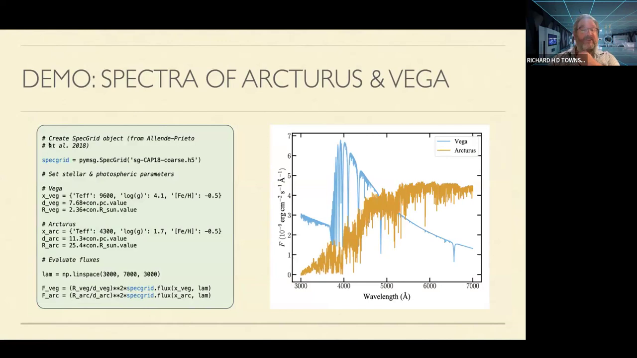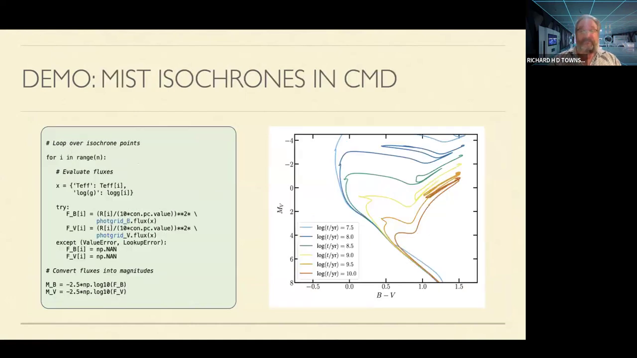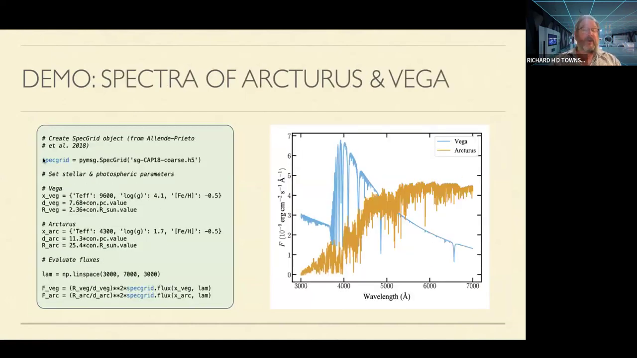So in the code on the left-hand side, and this code isn't complete, I've left out import statements and things like that, but it should be enough to give you an idea. In the first line of code, we load a spec grid object, which is basically an in-memory representation of a grid. It's an object you can interact with to do interpolations. So we load one from a disk file called sgcap18 course.h5. This is an HDF5 file, and this contains one of the grids published by Carlos Allende Prieto in his 2018 paper.